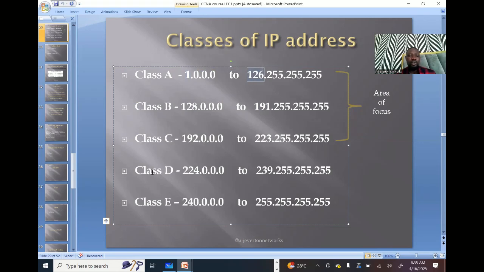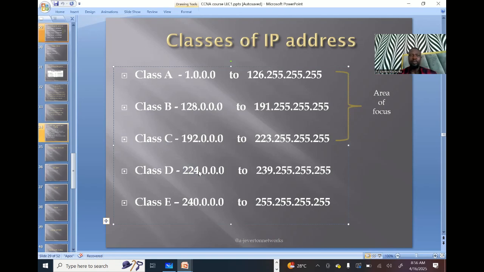So now we have class D. Class D is used for what is called multicast. It is used by applications for broadcasting to applications in a certain group for them to be able to communicate. So class D is used for multicast. Don't bother yourself if you don't understand what multicast is. It's for advanced class, but just have it in mind that class D is used for multicast, and it usually starts with 224. Once you see any IP address that starts with 224, it is a multicast address.